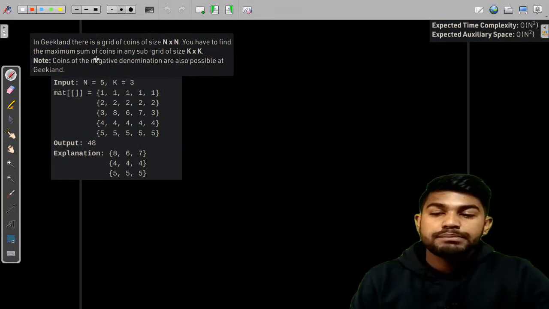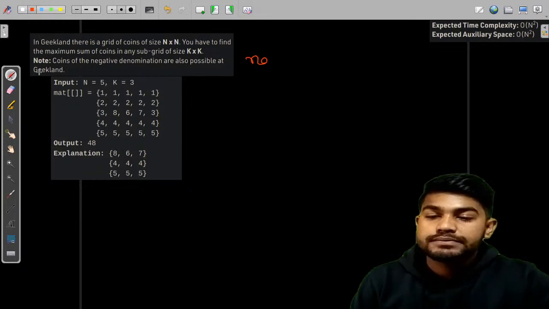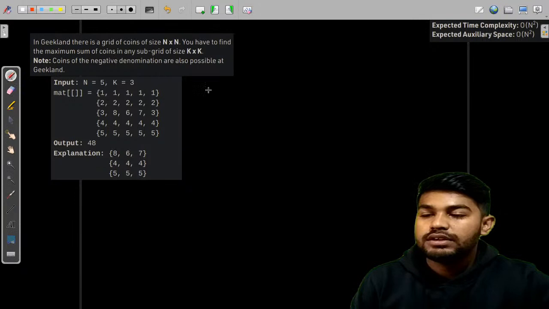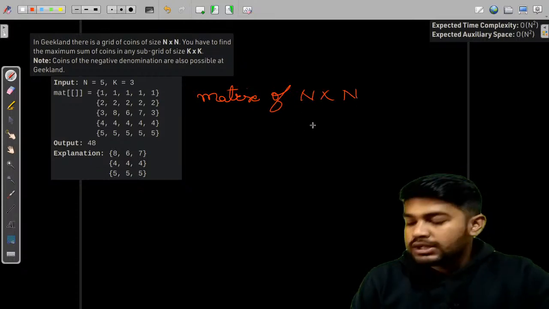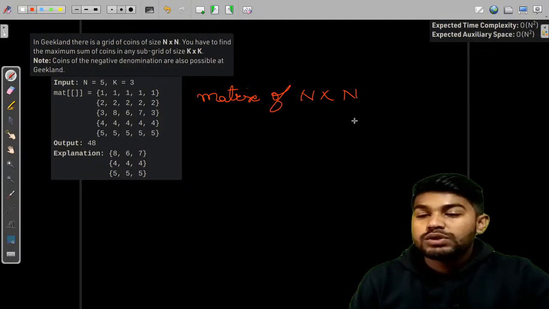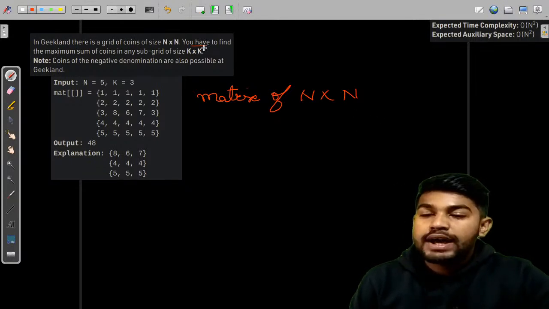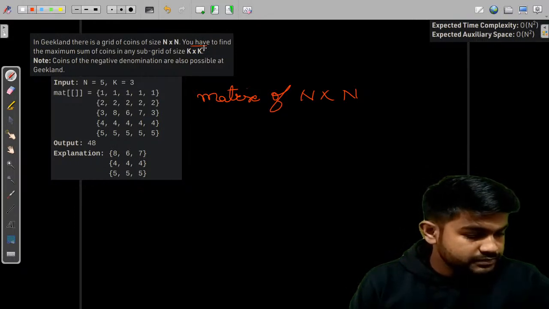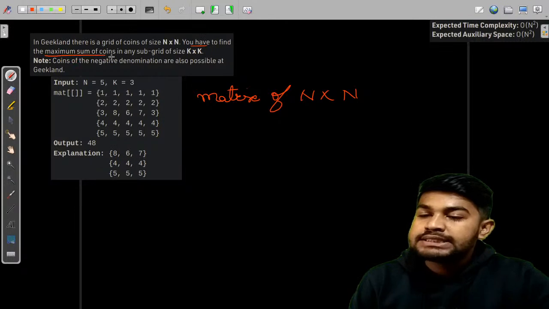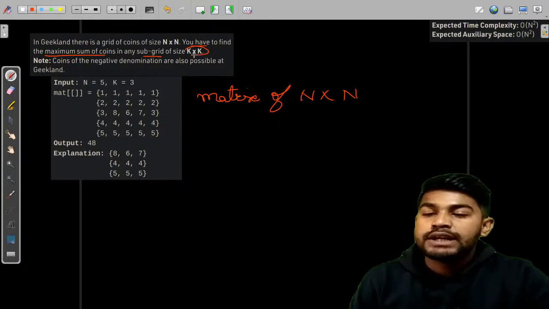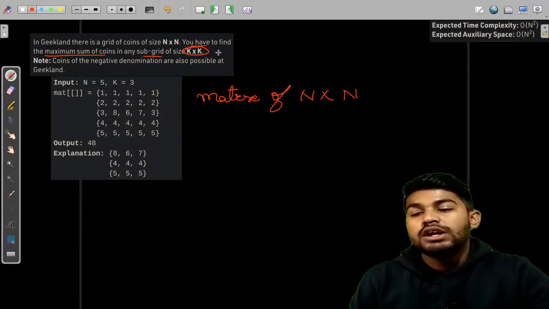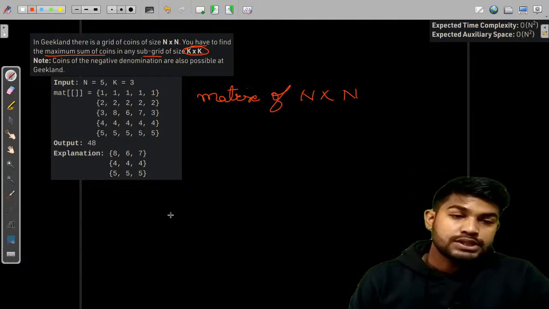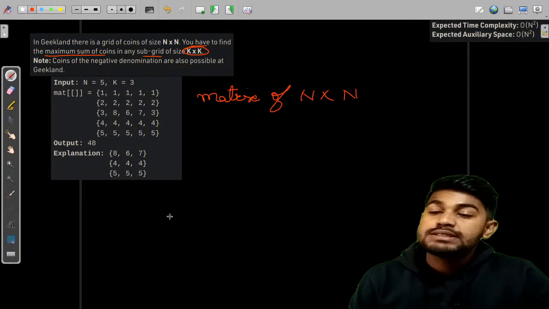In this problem statement we are given a matrix of n cross m. N cross m means that there would be n rows and m columns, and you have to find the maximum sum of coins in any subgrid of size k into k, where k would be less than or equal to n cross n. Sum means addition of the coins in any subgrid.